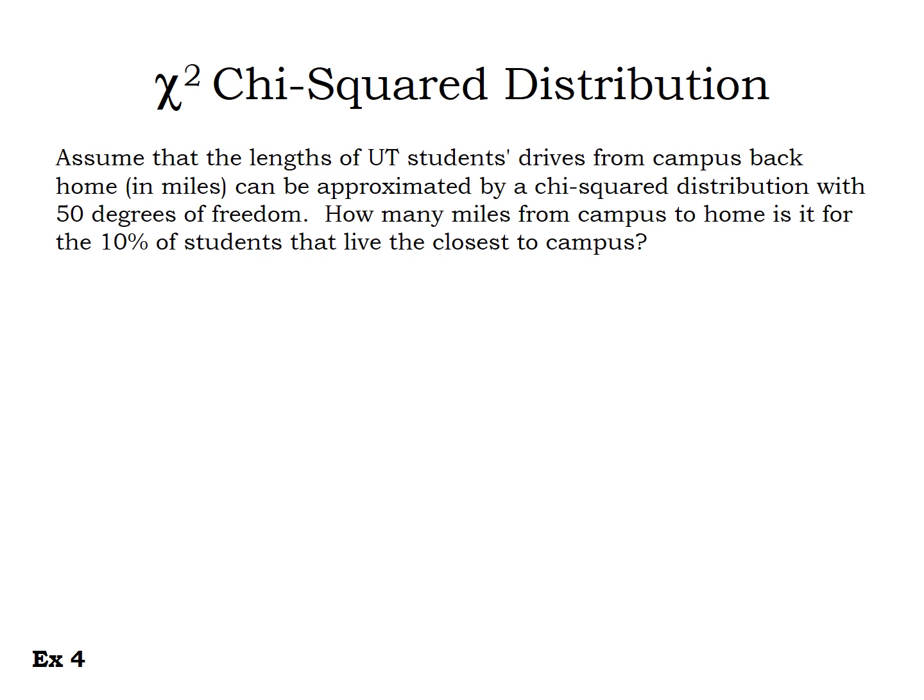So let's look at a chi-square percentile example. Okay, so again, we're talking about the length of drives from campus back home for UT students. We're going to assume that they have a chi-square distribution with 50 degrees of freedom. Okay, and we want to know how many miles from campus is it for the 10% of students who live the closest to campus. Okay, so closest to campus means short drives, not long drives. So we're looking for the 10th percentile.